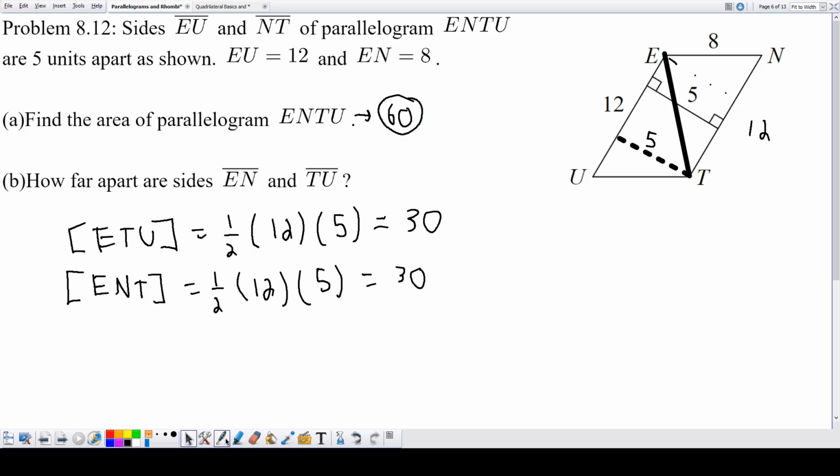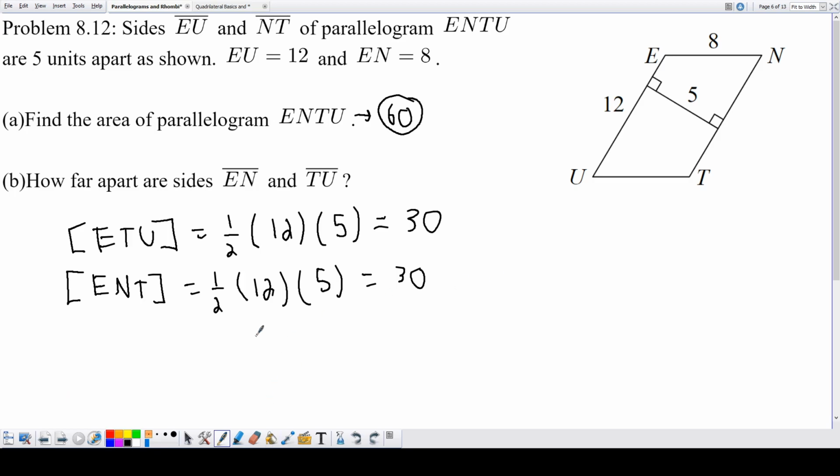So, very interesting that what this really amounted to was taking the height of our parallelogram and then the base of the parallelogram, EU and NT, and just multiplying them together, 12 times 5. Because if I added these two together, the two separate triangles, the 1/2s would cancel out, because 1/2 and 1/2 is 1. And we're just left with the base times the height.